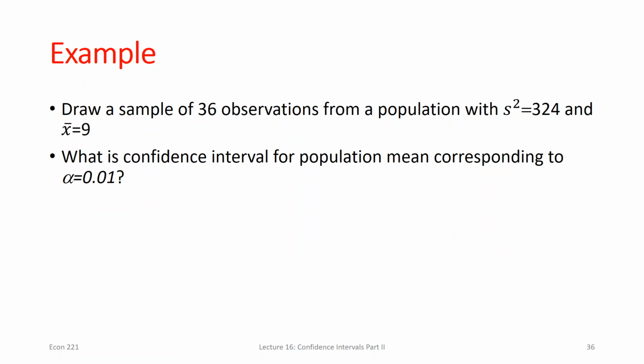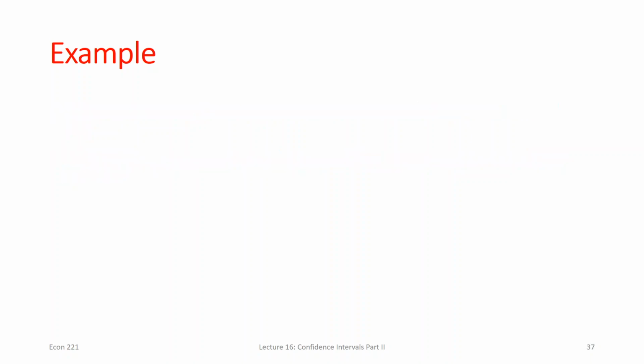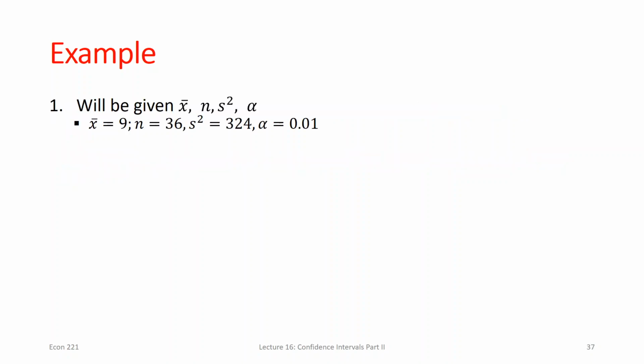If I want to build a confidence interval that corresponds to an alpha of 0.01, so what would the confidence level be for an alpha of 0.01? Well, 0.01 is the area outside my confidence interval, so the area inside is 0.99, 99%, right? 99% confidence level. So identify what I need: my sample mean, sample size, sample variance, and we were given alpha here, so it's a little bit easier.